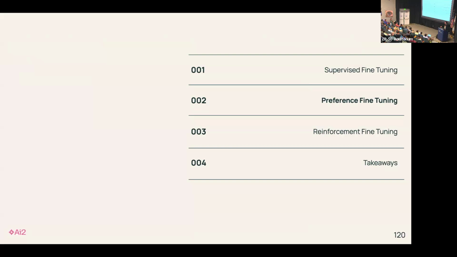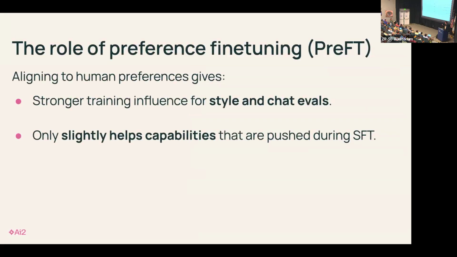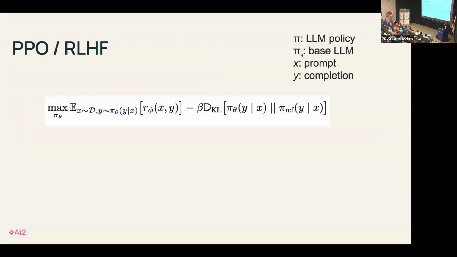Once you've finished your supervised tuning, you basically have a model that you should be able to play with. You should be able to interact with it. Preference fine-tuning comes at this stage. Preference fine-tuning is pretty much known to be good for style and chat evaluations. It makes us like to use the model a lot more. It doesn't really help capabilities that much.